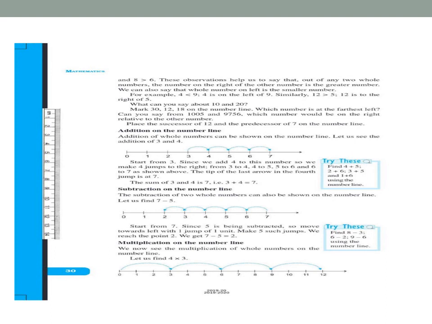You can try more examples from page number 31. Hope it is clear to you, girls.